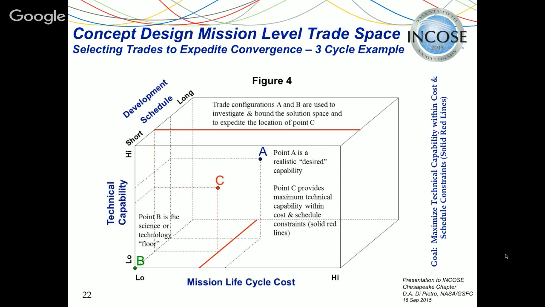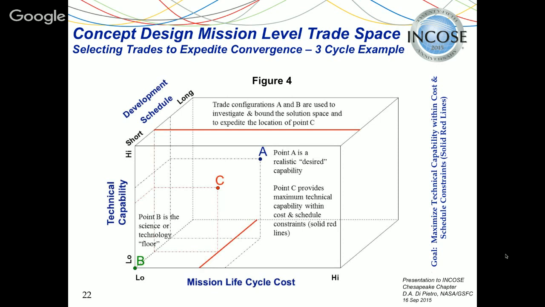Point B, on the other hand, is the science or technology floor. Now, this is the point below which the mission is no longer compelling. It's no longer worth doing. You've dropped the technology level or the technical capability so low that it's already been done before. It's not worth spending the money on.